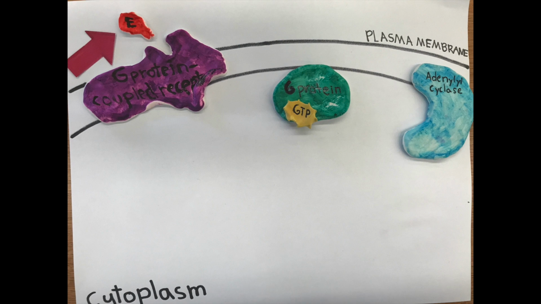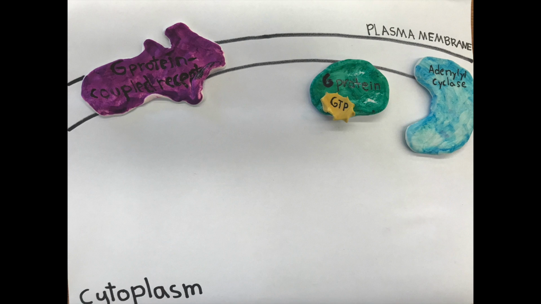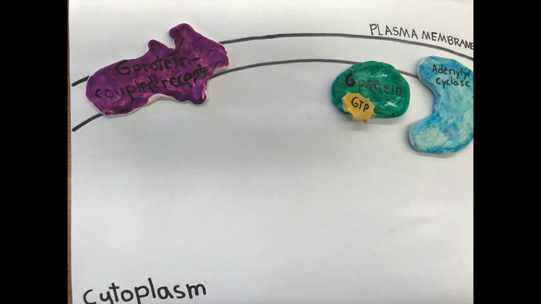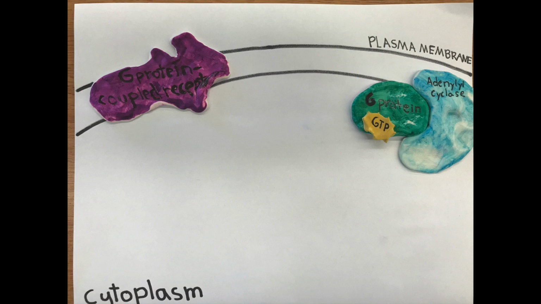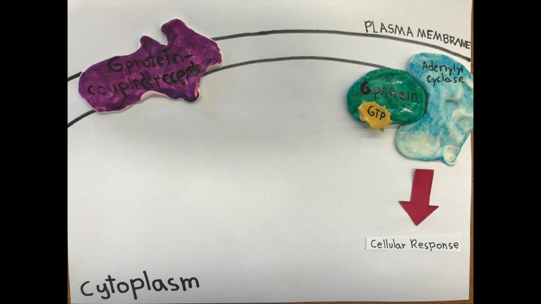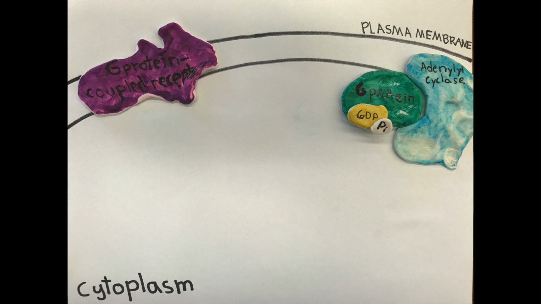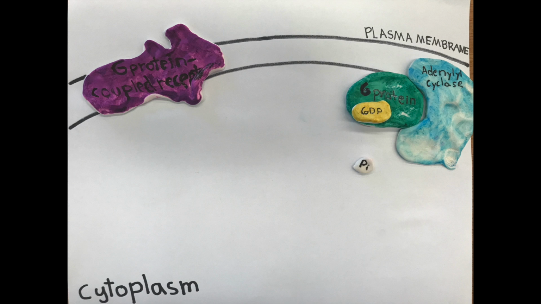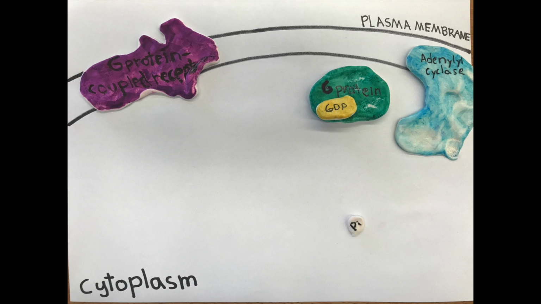Then the G protein binds to an enzyme called adenyl cyclase, activating it and changing its shape. Once activated, the enzyme triggers the next step in cellular response. The G protein acts as a GTPase enzyme, hydrolyzing its bound GTP, which releases an inorganic phosphate, making it GDP. Then, the G protein releases from the enzyme, which returns to its original state, available for reuse.